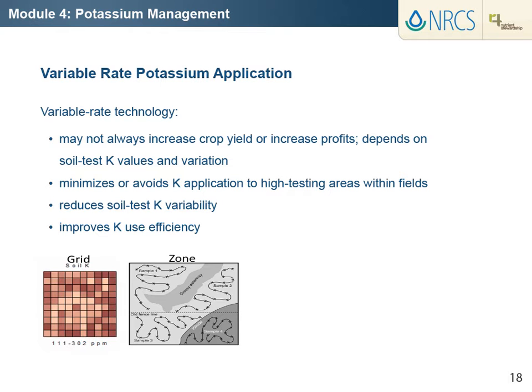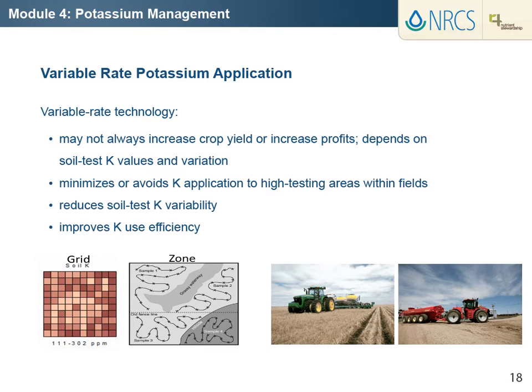Grid or zone soil sampling methods combined with variable rate application of fertilizer or manure may not always increase crop yield or increase profits compared with traditional uniform rate application, because the average fertilization effect on yield and amount of potassium applied depends on the overall level and distribution of soil test potassium values. Also, soil testing seldom is performed on an annual basis.